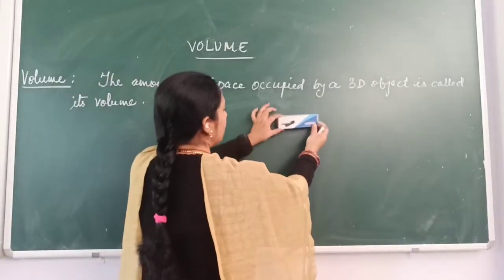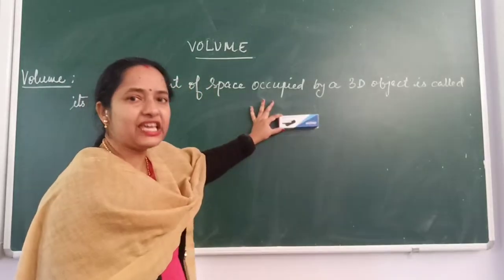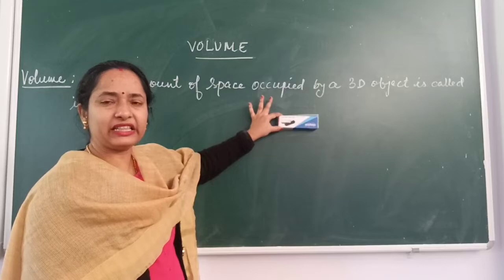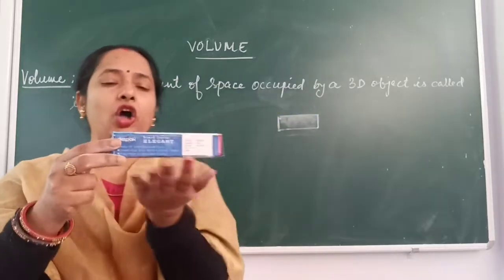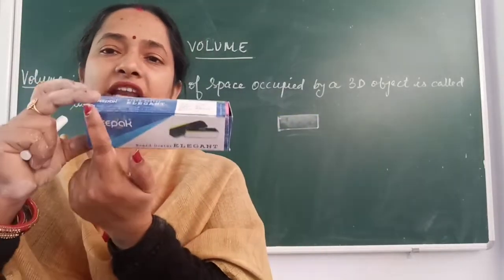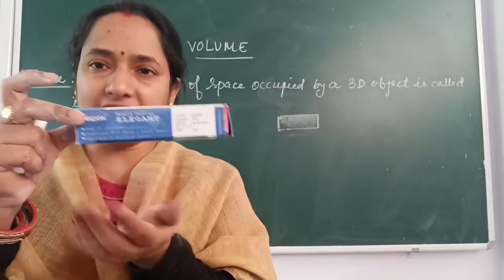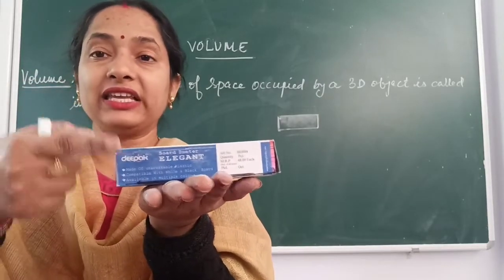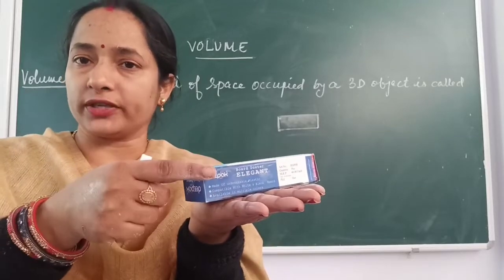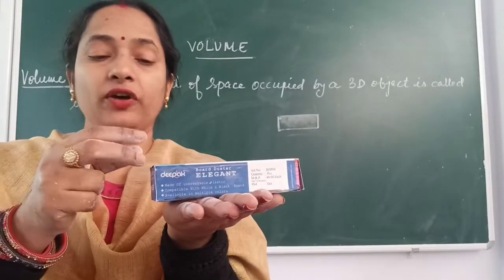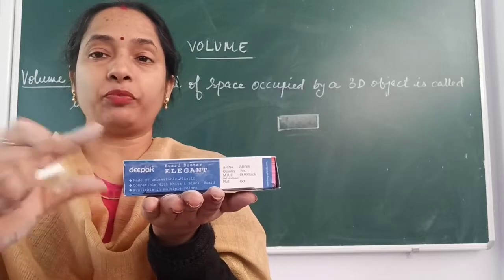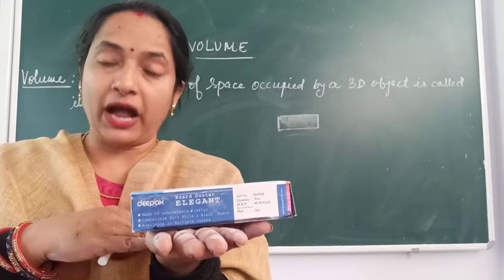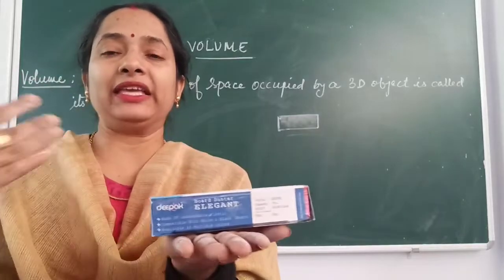But when you are placing this complete 3D object, it has a length and a breadth in the base, that is the flat surface, as well as a certain height. This portion is occupying some part of the space.